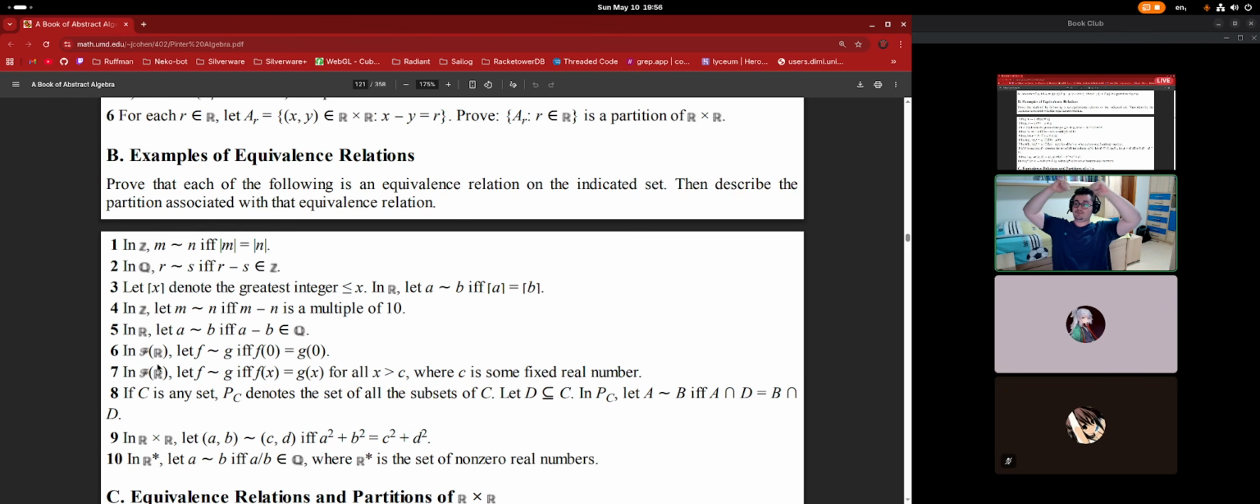Examples of equivalence relations. Prove that each of the following is an equivalence relation on an indicated set, and then describe the partition associated with the equivalence relation. So is this all the positive integers? In integers, this is basically making each integer equivalent to its negation. I was about to say that this is making an integer its positive version. Am I simplifying things?